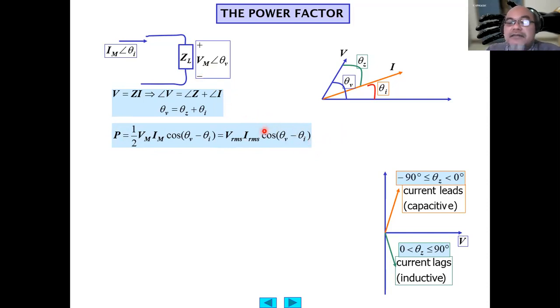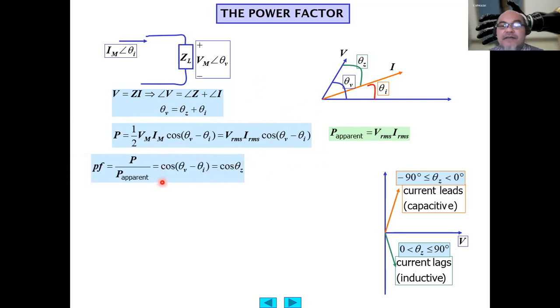So if we look here, the value of P will be maximum when the voltage is in phase with the current. When theta V equals theta I, the difference between them will be 0. Cosine 0 is 1, right? So the power will be maximum. But whenever there is a difference, the value of that cosine will be less than 1, and then P will not be maximum anymore. The apparent power will be equal to V RMS times I RMS.